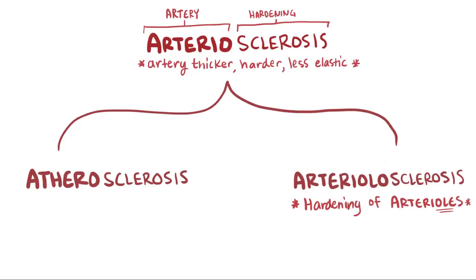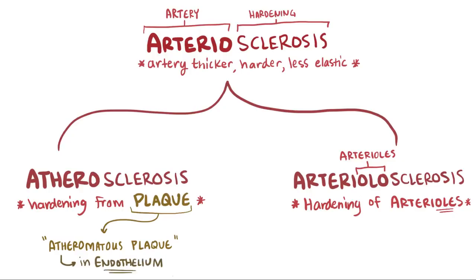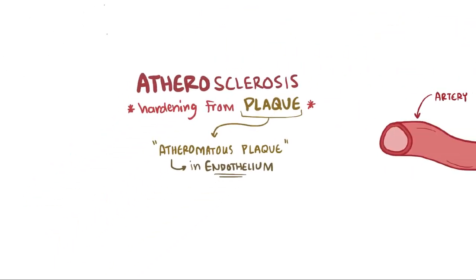This is also pretty easy to remember since the "olo" in the middle of the word indicates small arterioles. And then finally, atherosclerosis is the hardening of any artery, even though it's usually medium to large sized arteries, which is caused by the buildup of plaque. These plaques are called atheromatous plaques and happen in the innermost wall of the blood vessel, called the tunica intima or endothelium. Okay, now that we've differentiated between all three of these words, let's first take a look at atherosclerosis.